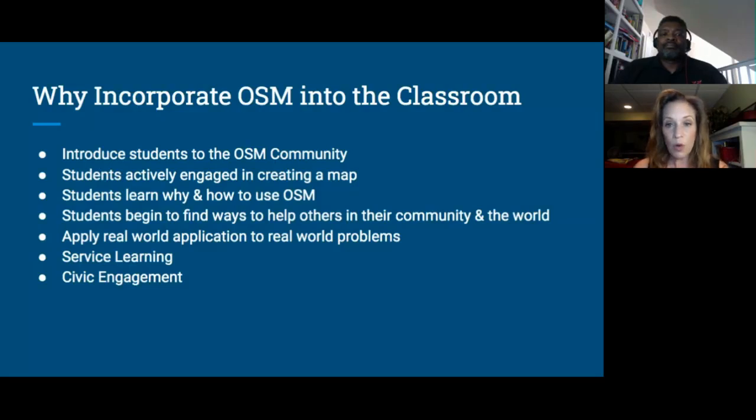Especially in the time of COVID, OpenStreetMap was a wonderful tool of helping students find a way to help others as they're sitting at home, to give them kind of hope and a way of serving others without leaving their home, which was really a neat way of helping students do that service learning piece.